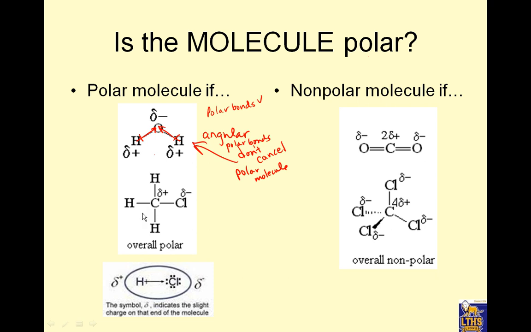Step one, check the bonds. C and H make a nonpolar bond, so those are three nonpolar bonds. This molecule would be tetrahedral. Remember the filled-in wedge comes at you, the dash wedge goes behind, and these are in the plane of the molecule, the plane of the paper.